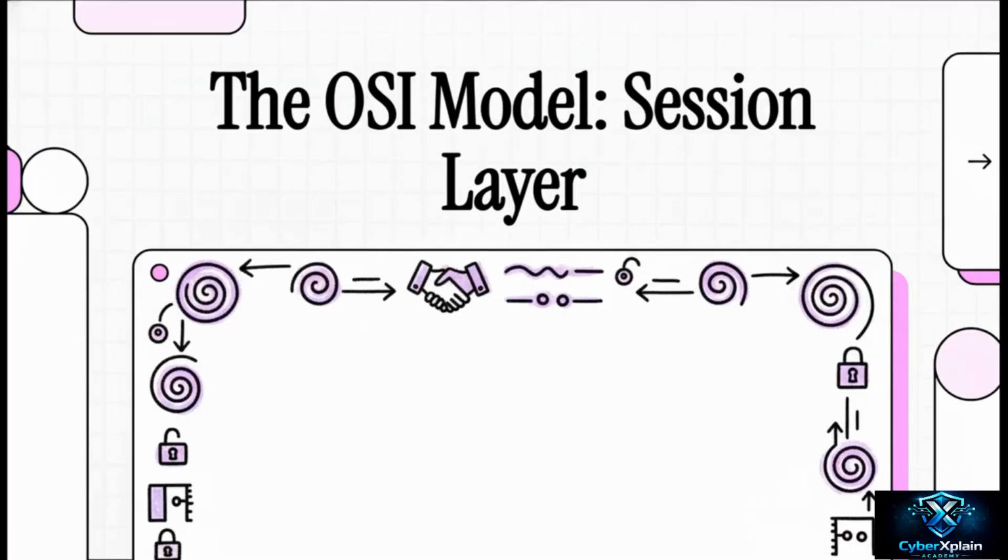Today, we're tackling a really crucial but often overlooked part of the OSI model. I'm talking about layer 5, the session layer. It's kind of the silent coordinator of our online world, and in this explainer, we're going to pull back the curtain and see exactly how it works.